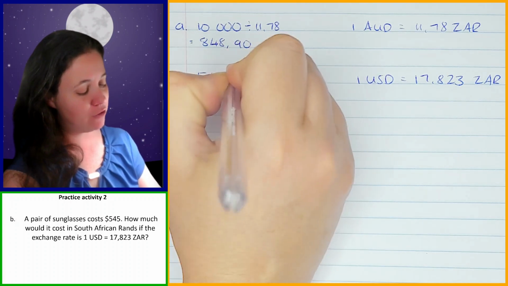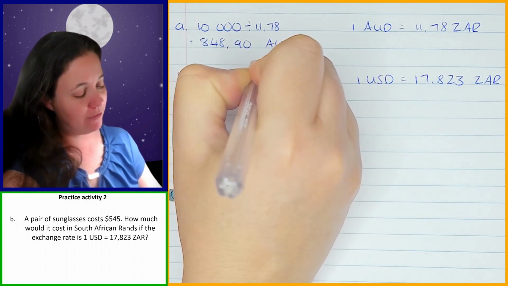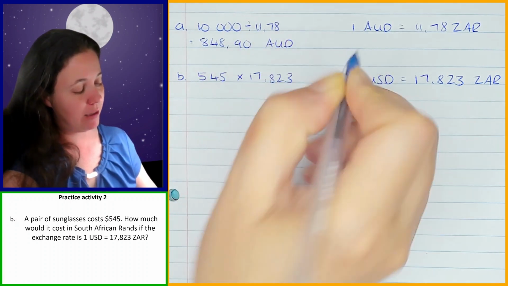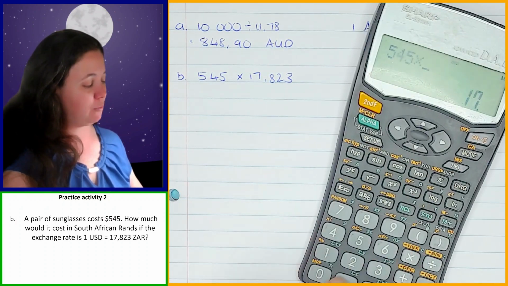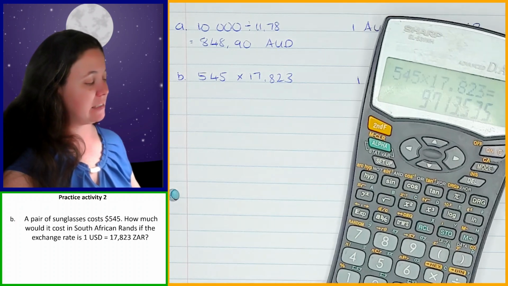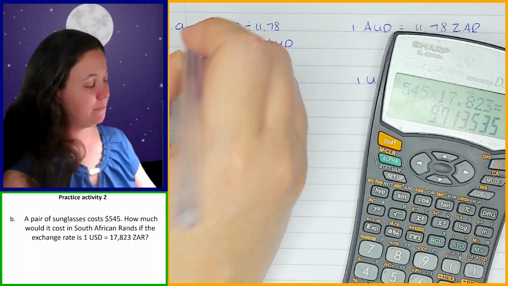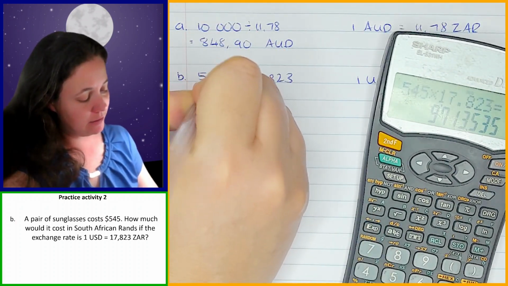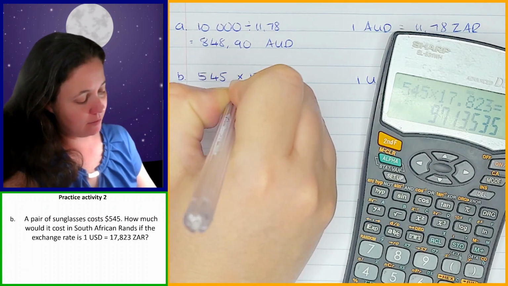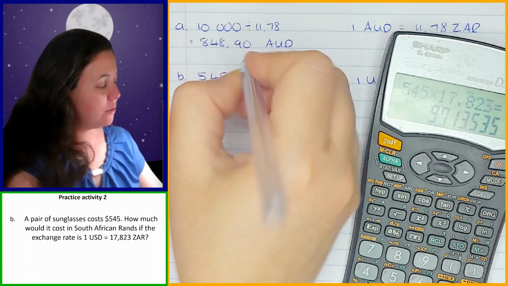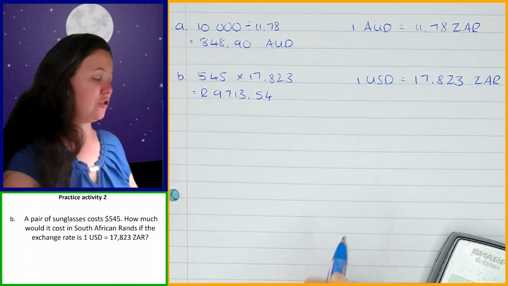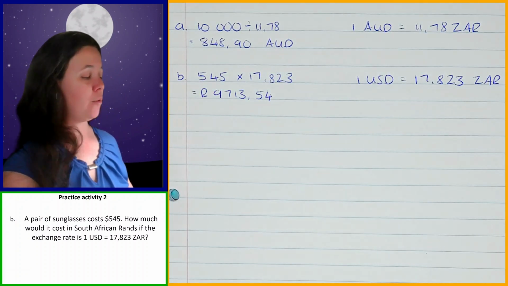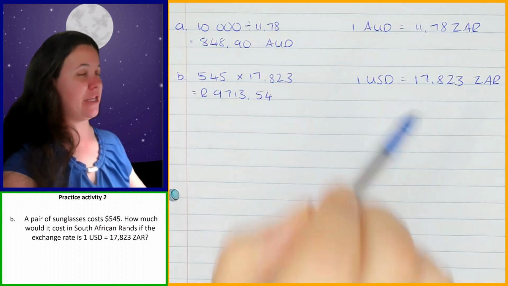So I take 545 and multiply by 17.823. So 545 times 17.823, and that gives us 9713, so that's in rands, comma 54. So we end up with 9,713 Rand and 54 cents when we convert $545 at that exchange rate.